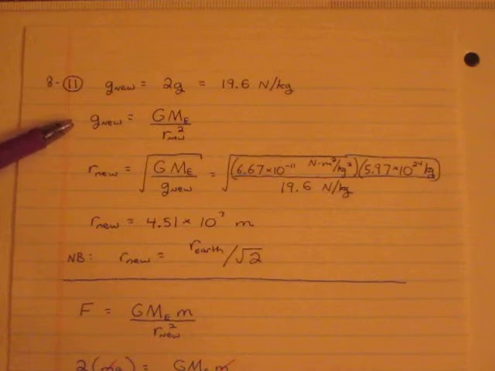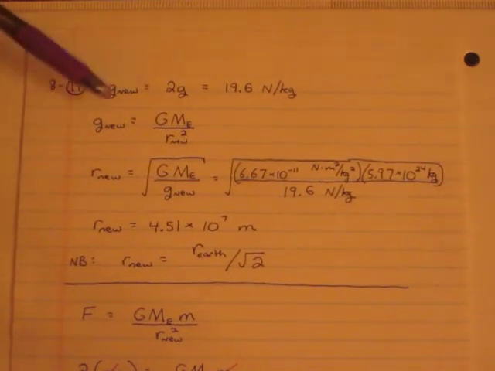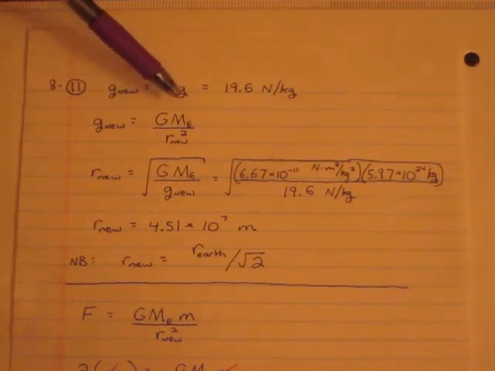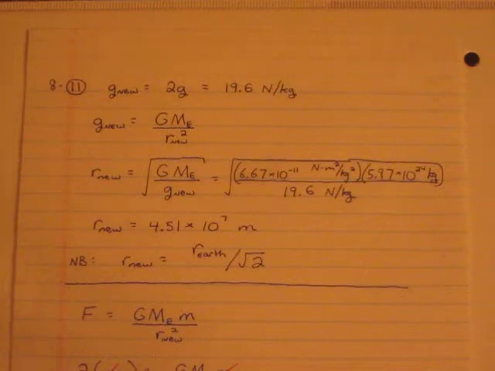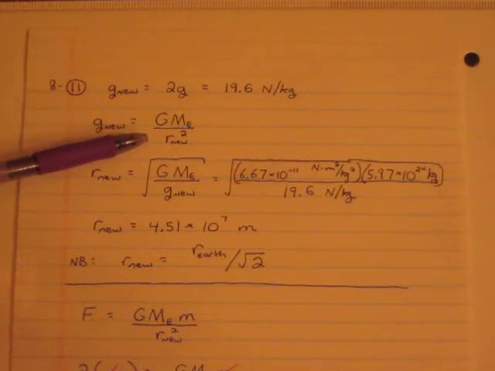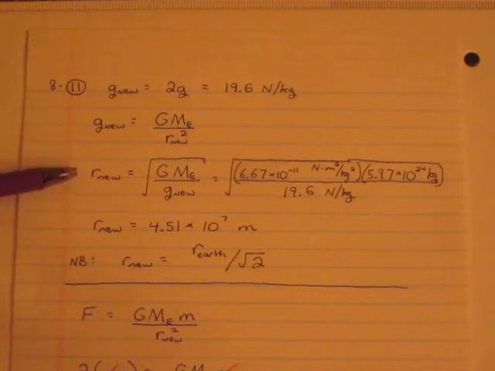So here I have g sub nu, which we already know is 19.6, is equal to G, the gravitational constant, times the mass of the Earth, because our new planet is the same mass, divided by radius of the new planet squared. And so we're going to use this equation and solve it for radius sub nu. Here's the algebra that I go through.